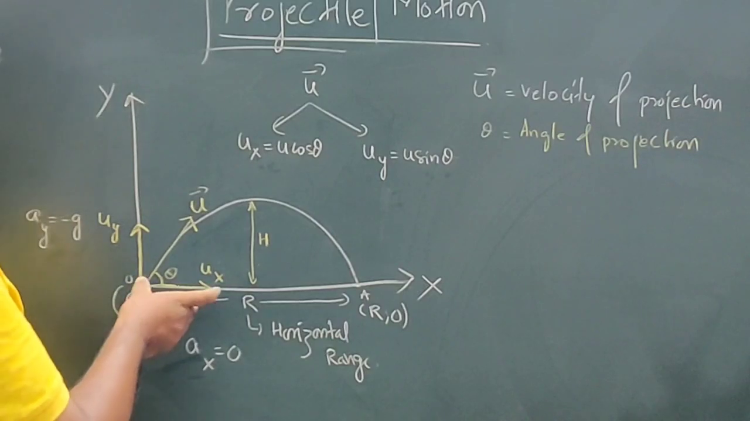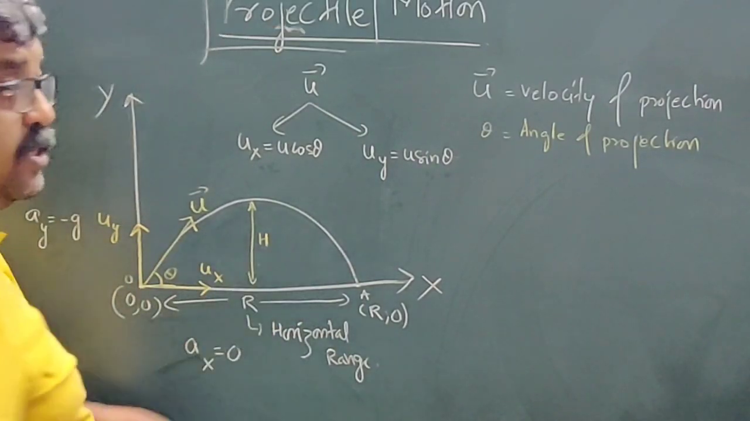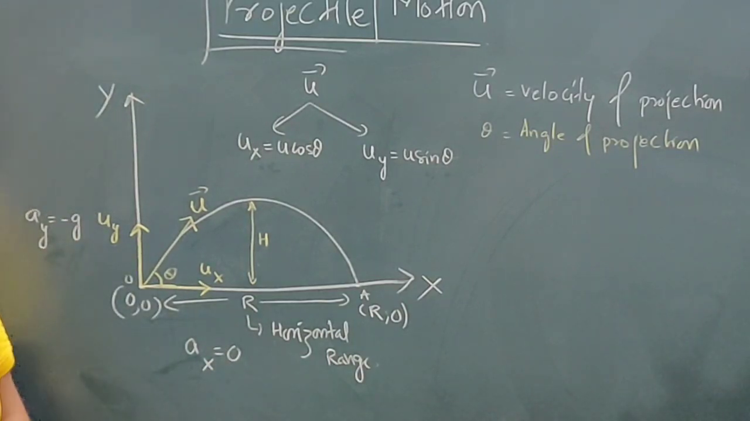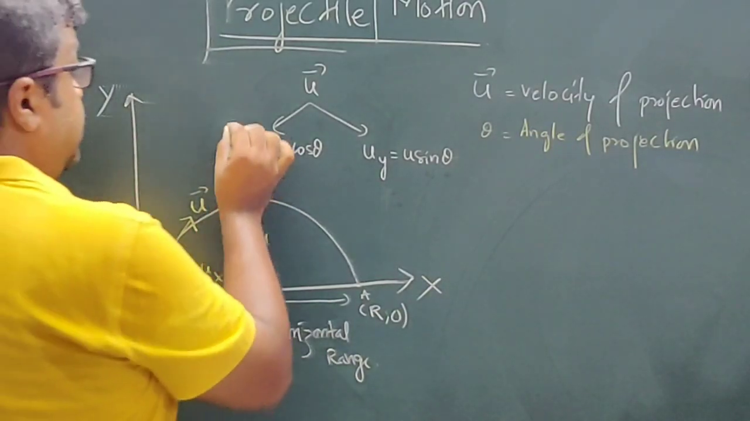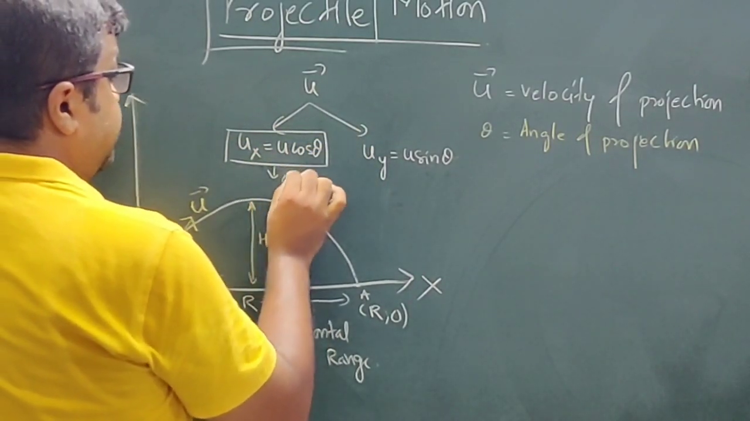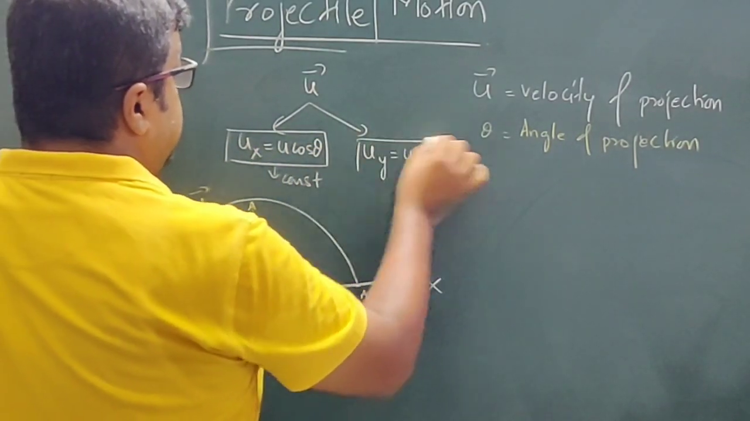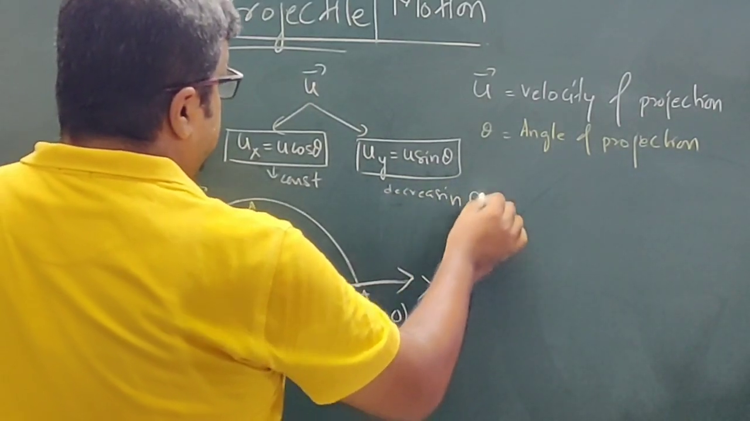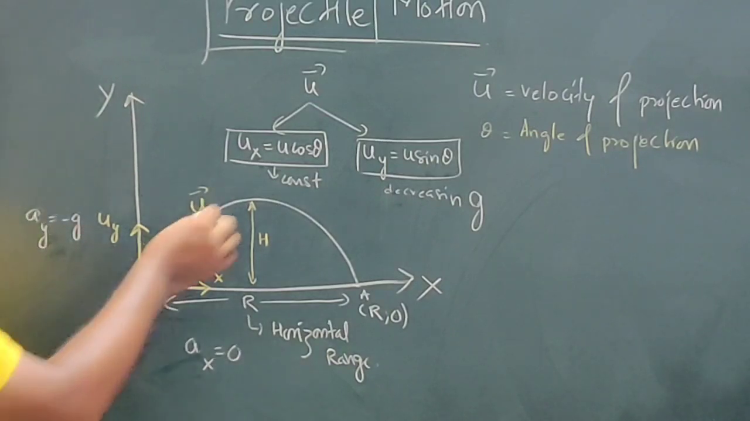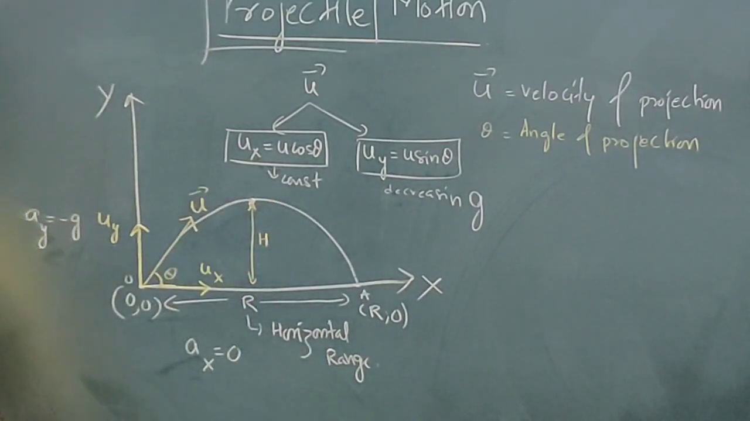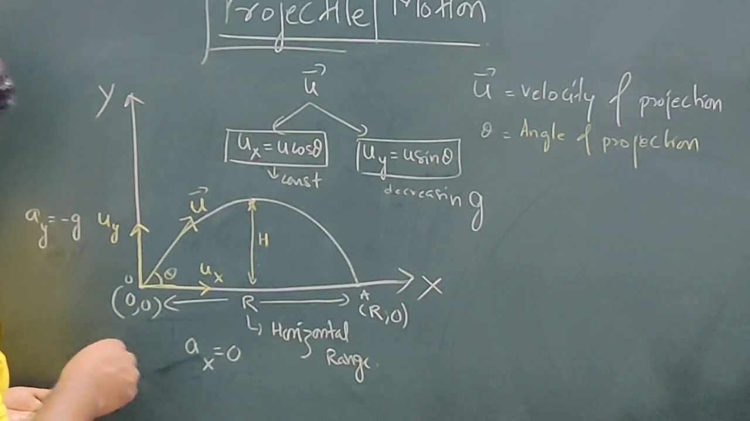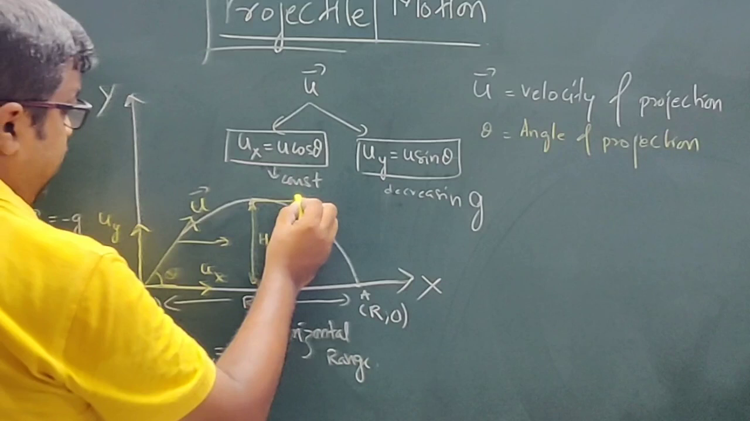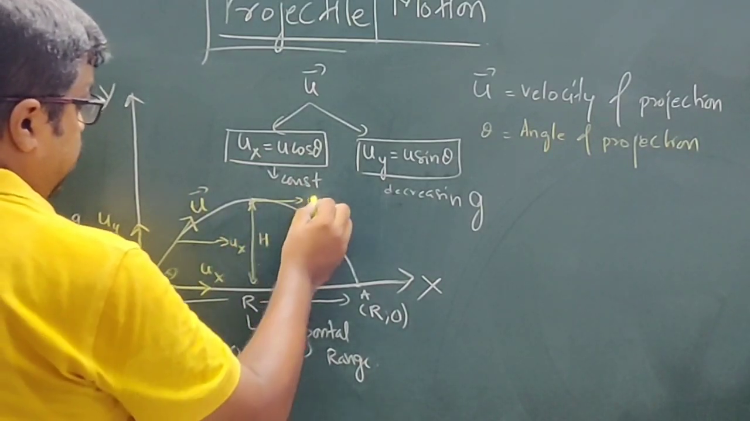But this velocity ux will remain constant because acceleration along the x-axis is 0. So this velocity will remain constant, and this will be decreasing. It will be decreasing only till this point. At this point, the velocity will become 0. So what happens? See, this is ux. So this ux remains ux everywhere.